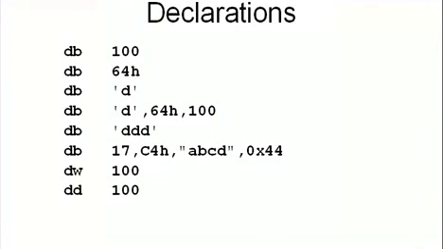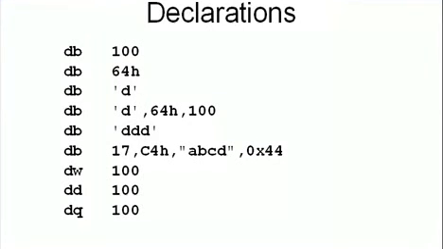You can do the same thing with DD, which declares double words. It will pad the end of whatever you declare with up to 3 bytes of zeros, as many as it takes to fill out a multiple of 4 bytes. And then there is DQ, which will fill out with 0 bytes to a multiple of 8 bytes, or 64 bits.